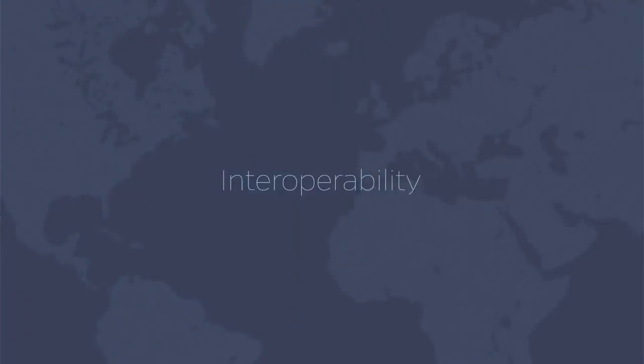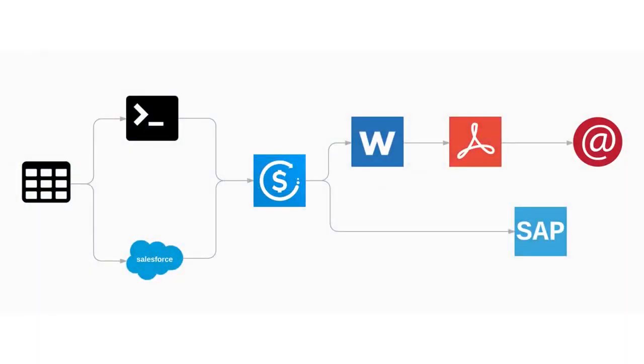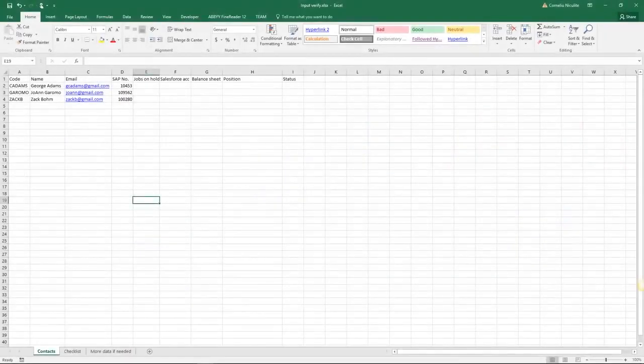Moving on, robots can work with multiple applications simultaneously. In the next example, our robot will work with 7 applications at once: Excel, Word, PDF, email, SAP, terminals, and Salesforce. The Excel file contains the name, email, SAP number, and an individual code for each person.